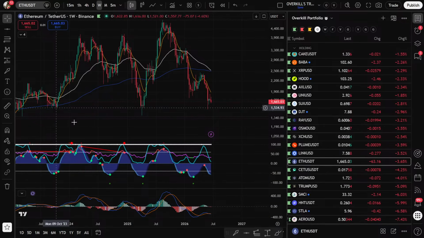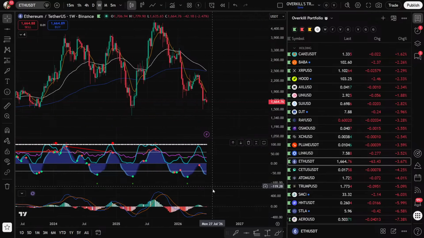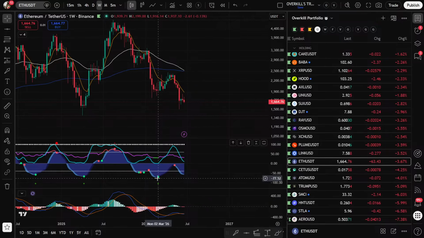2023, you were buying at 1,600. 2024, you were buying at 2,200. It went up to 4,000. 2025, you were buying right here at 1,500. It went up to 5,000. And here in 2026, we got this one right here in March at 1,900, and we're going to get another one here probably in the next 1 to 3 weeks on Ethereum as long as $1,500 holds.